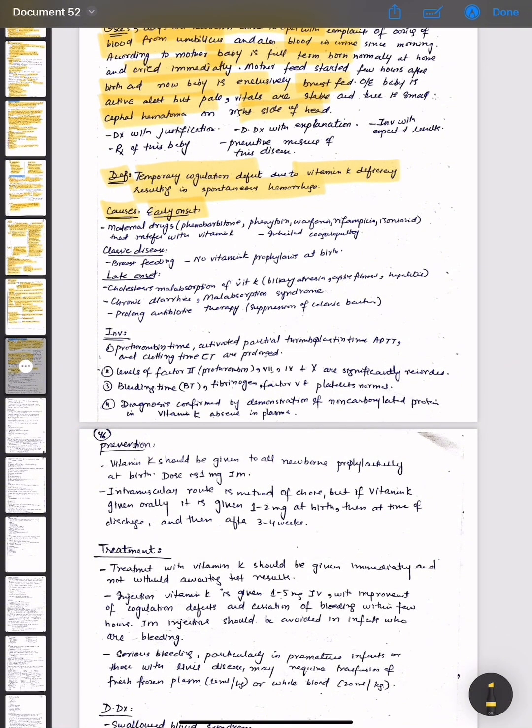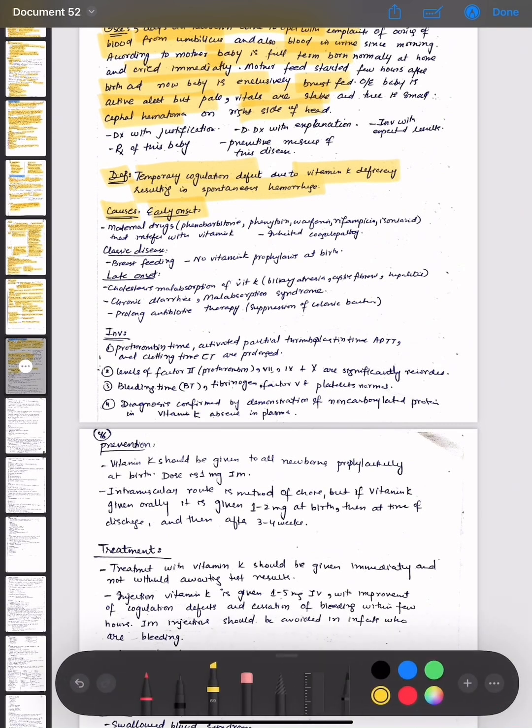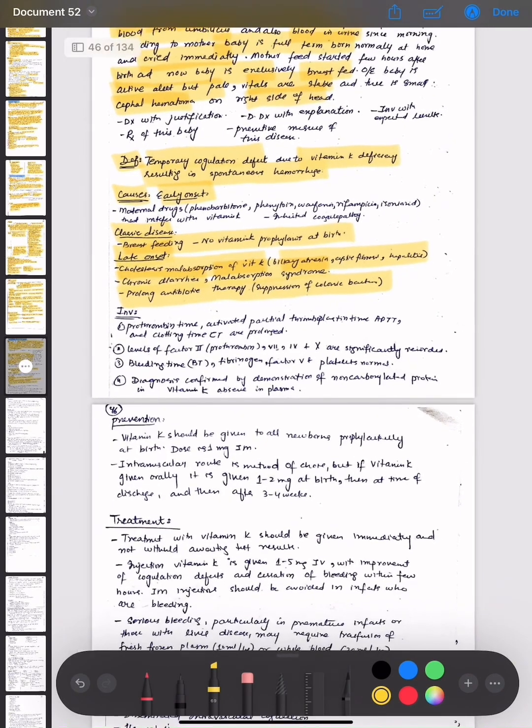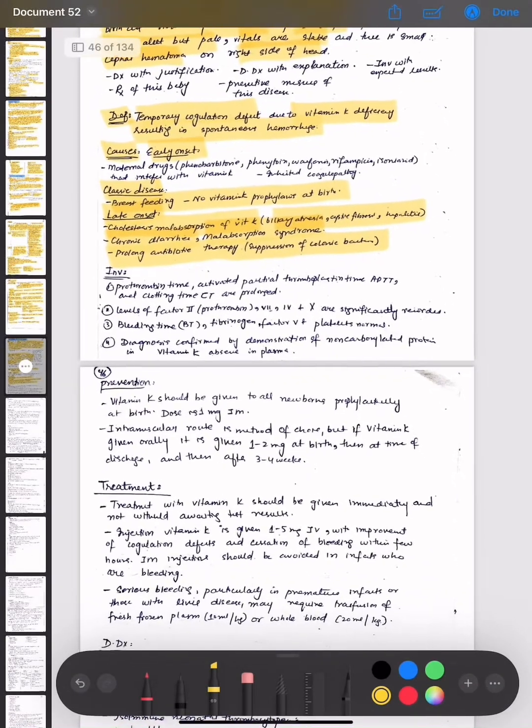The classic disease is breastfeeding, no vitamin K prophylaxis at birth. Okay, this is a classic disease and occurs due to breastfeeding and no vitamin K prophylaxis at birth. The late onset causes are cholestasis, that is malabsorption of vitamin K, biliary atresia, cystic fibrosis, and hepatitis, chronic diarrhea, malabsorption syndrome, and prolonged antibiotic therapy, that is a suppression of the colonic bacteria. These are the causes of the hemorrhagic diseases of the newborn if the onset is late.